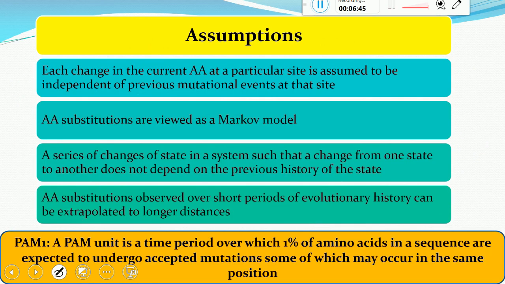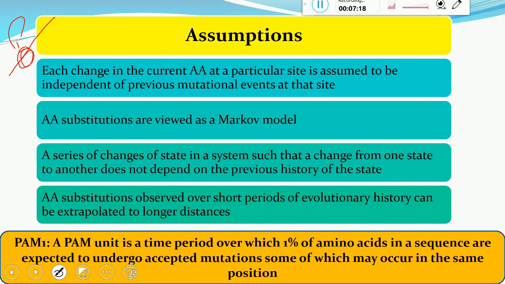There are a few assumptions before beginning to create a PAM matrix. So let's go into them. Each change in the current amino acid at a particular site is assumed to be independent of previous mutational events at that site. It means that, suppose this is a protein sequence, and at this particular position there is an amino acid that is being changed into some other amino acid, then it is completely independent of the previous mutational event which has happened at this site.